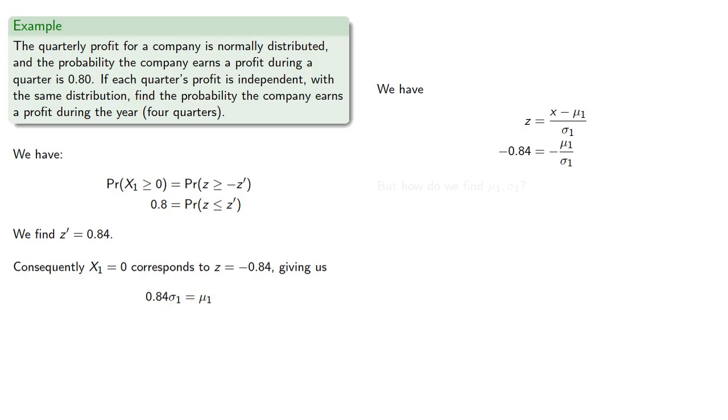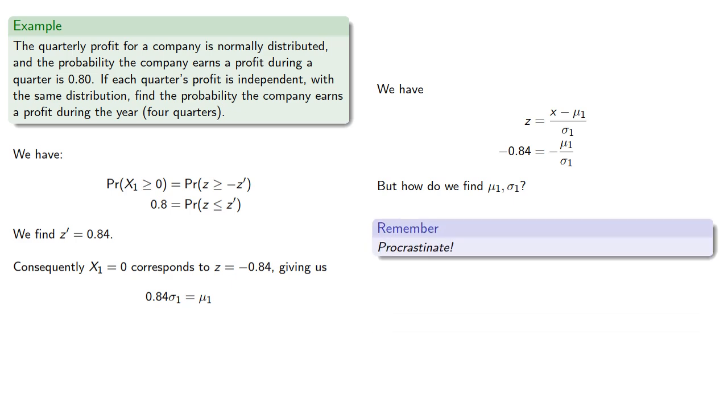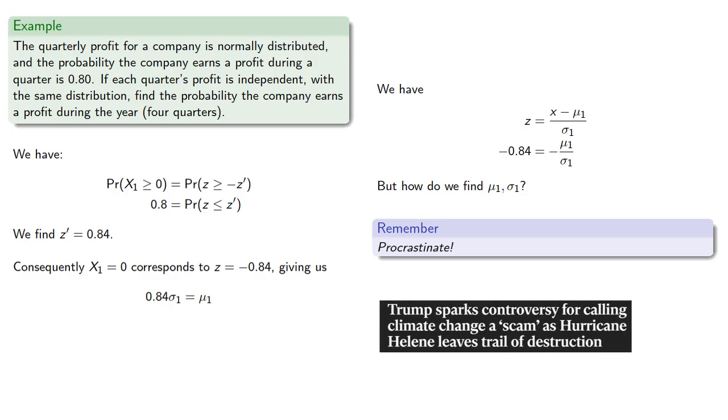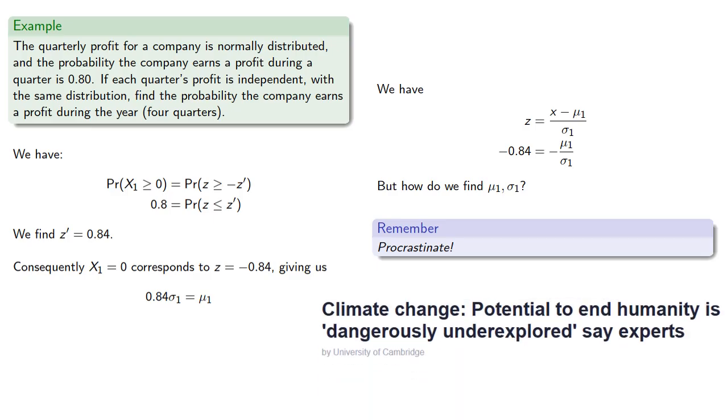But how do we find the mean and standard deviation separately? At this point, we'll invoke an important rule in life: procrastinate. Sometimes we don't need to solve a problem. The problem will take care of itself. So we don't need to solve the problem of global climate change. The problem will solve itself, though we might not like the solution.